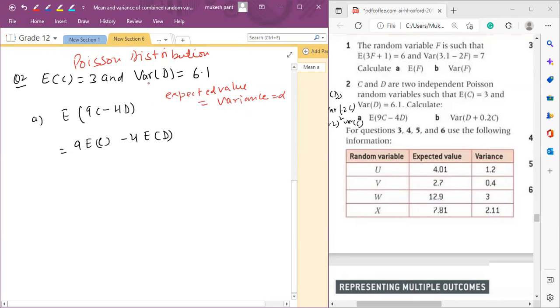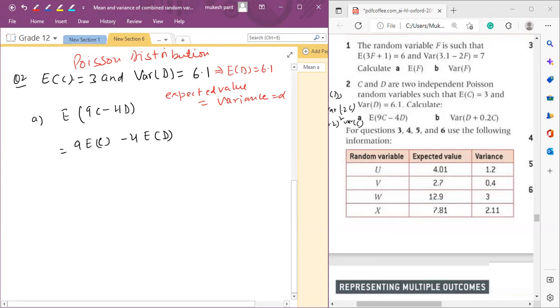Understanding? So if the variance of D is 6.1, it means the expected value of D is also 6.1. It's only in Poisson distribution, right? So in Poisson distribution, expected value and variance are the same, and the parameter is also the same.